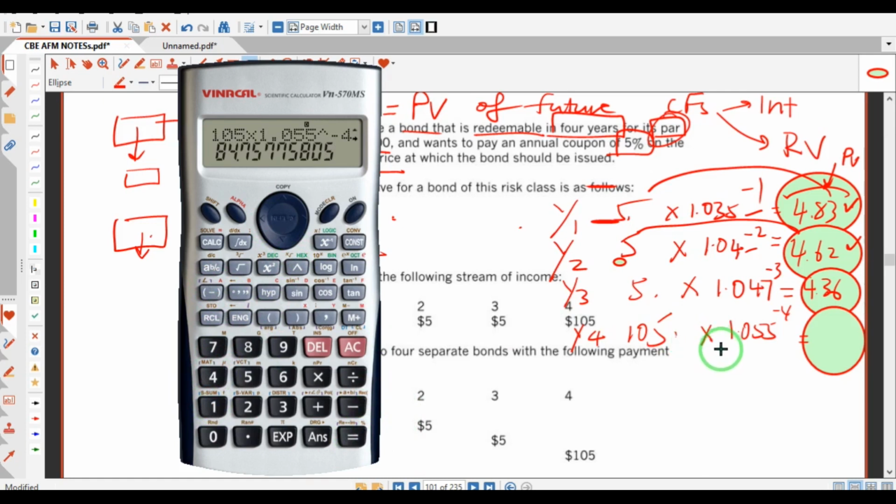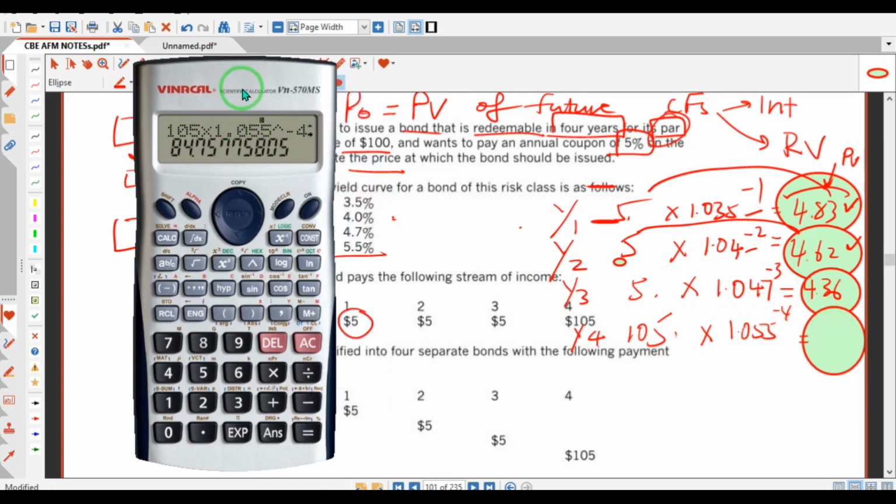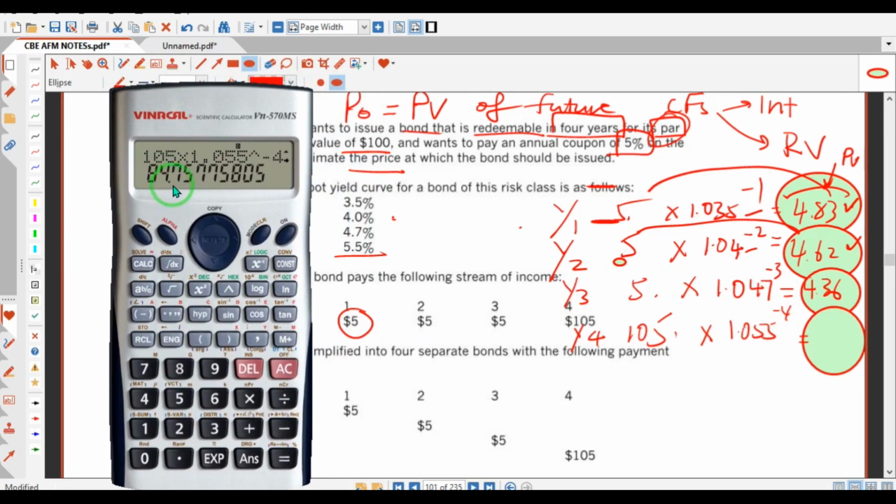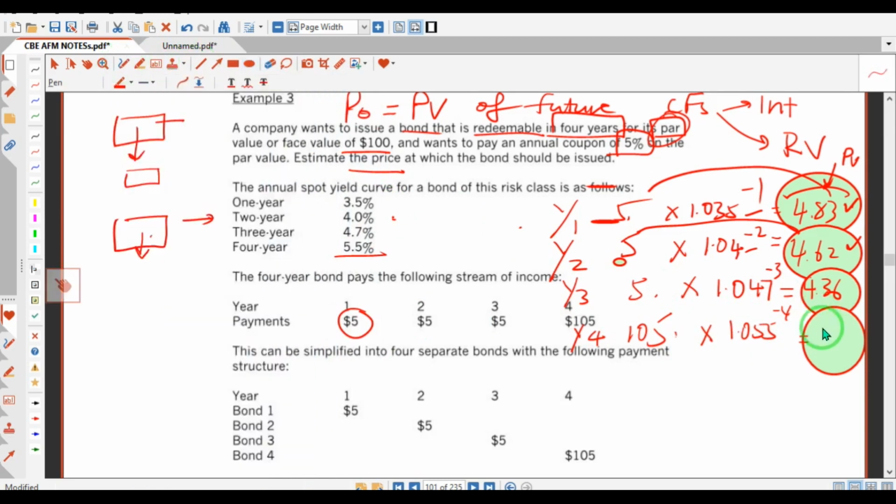So how much do I need to pay today so that my youngest son can take out $105? Well, in this, what bank was it? Standard Chartered, I think, is $84.76. So I'm just going to put $84.76 there. And what's going to happen now? This is going to be the price.